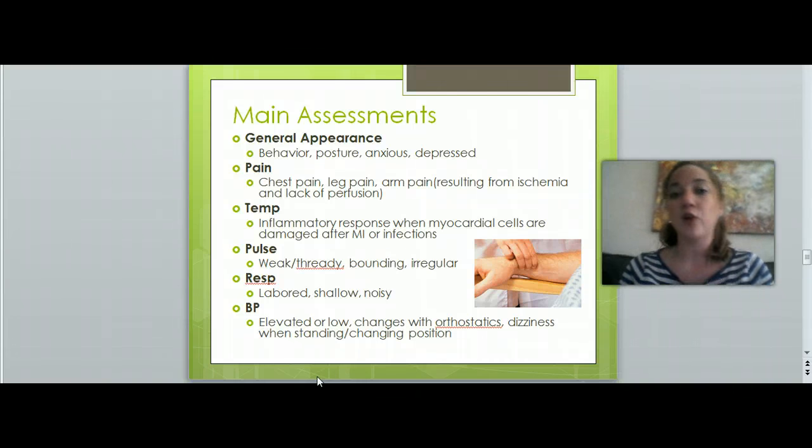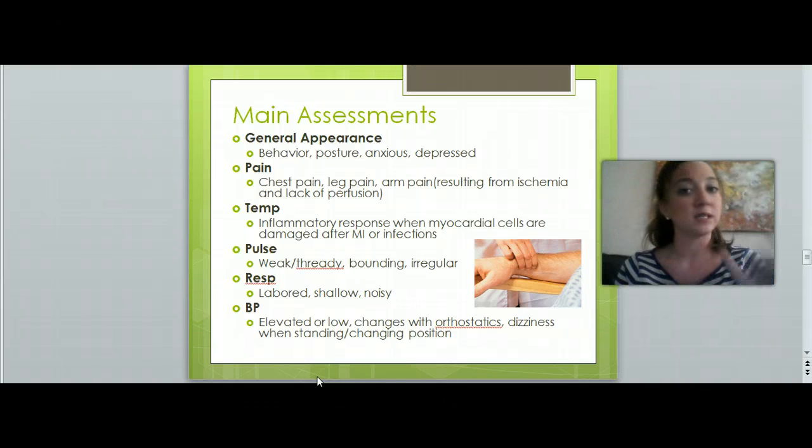So whenever you are caring for a patient who has any kind of cardiac difficulty, or if you're trying to determine if they have cardiac difficulty, we need to do a general assessment, okay? And we're really paying close attention to certain things whenever we're trying to diagnose a cardiac issue. Initially, we really want to look at their behavior, their posture. Are they anxious? Are they depressed? Do they have pain in their chest or their legs or their arms? All of those could signal ischemia, which just means a lack of oxygenated blood flow to that area.